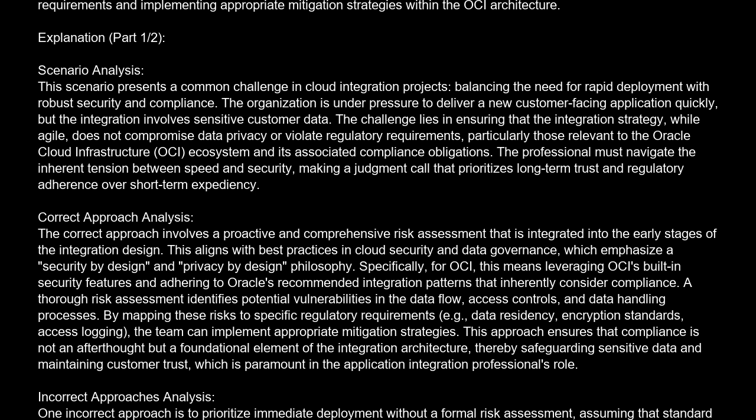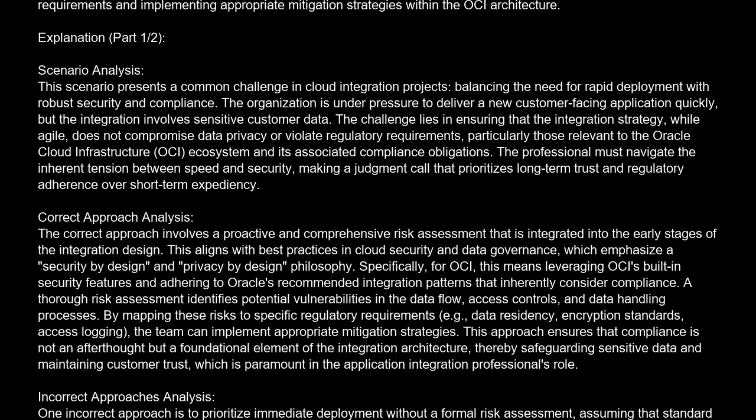By mapping these risks to specific regulatory requirements, e.g., data residency, encryption standards, access logging, the team can implement appropriate mitigation strategies. This approach ensures that compliance is not an afterthought but a foundational element of the integration architecture, thereby safeguarding sensitive data and maintaining customer trust, which is paramount in the application integration professional's role.